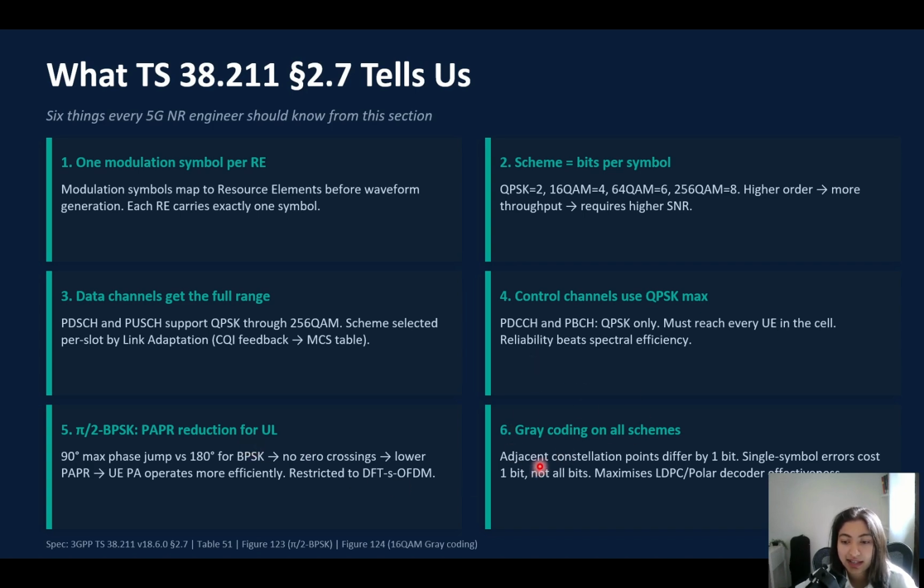Number 6. Gray coding protects all modulation schemes. Adjacent constellation points differ in exactly 1 bit. So the most likely error is that the decoder misidentifies a symbol as its nearest neighbor, and by using gray coding, this would cost only 1 bit. LDPC and polar decoders handle 1-bit errors very well.